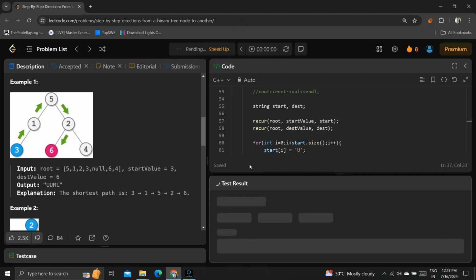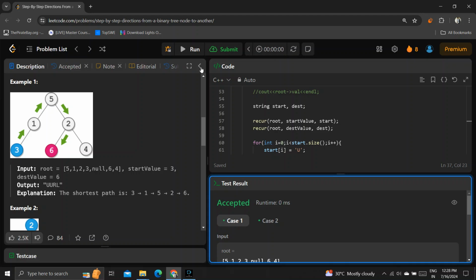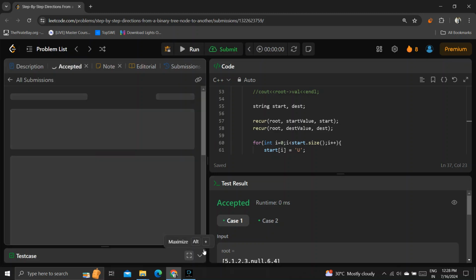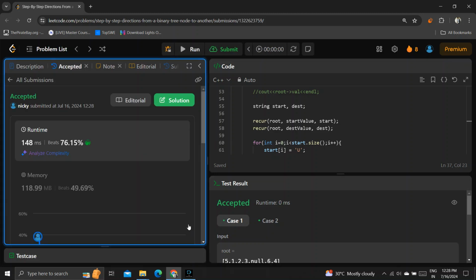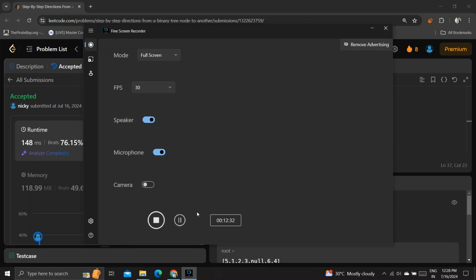If I run it, yep, it is running successfully, and yep, it is accepted. So hope you have got the solution.